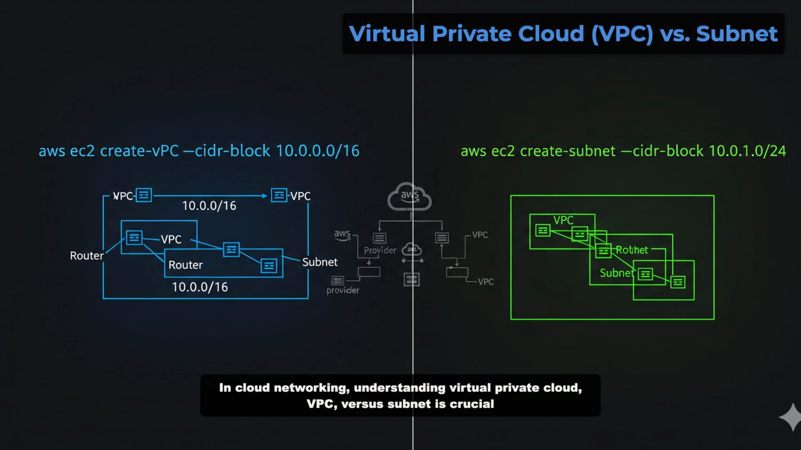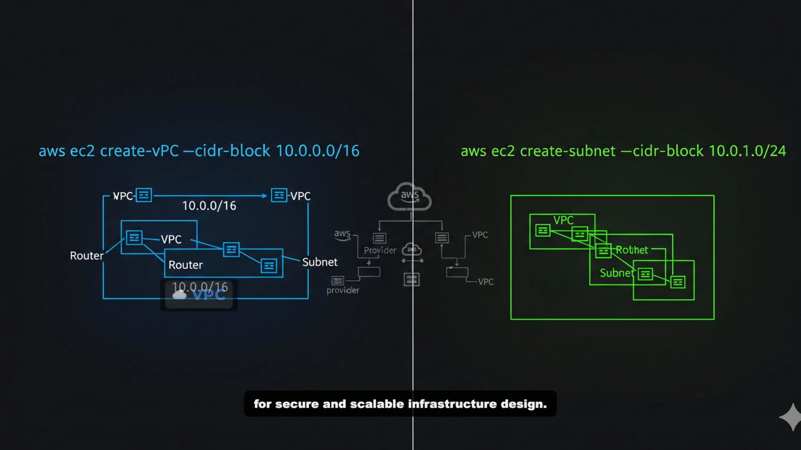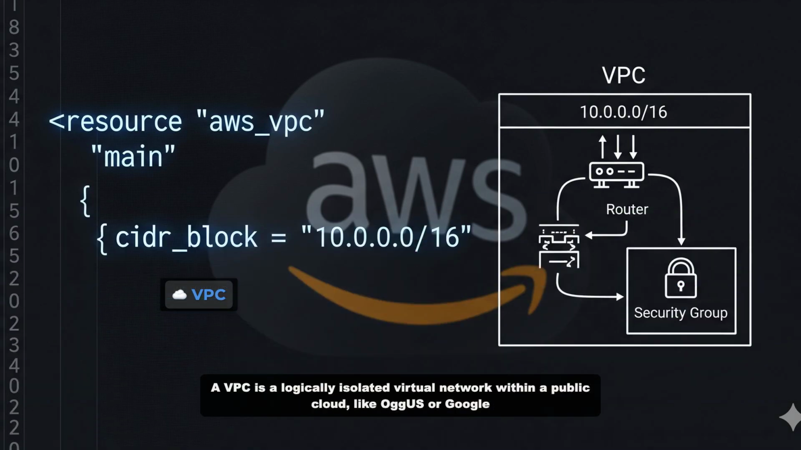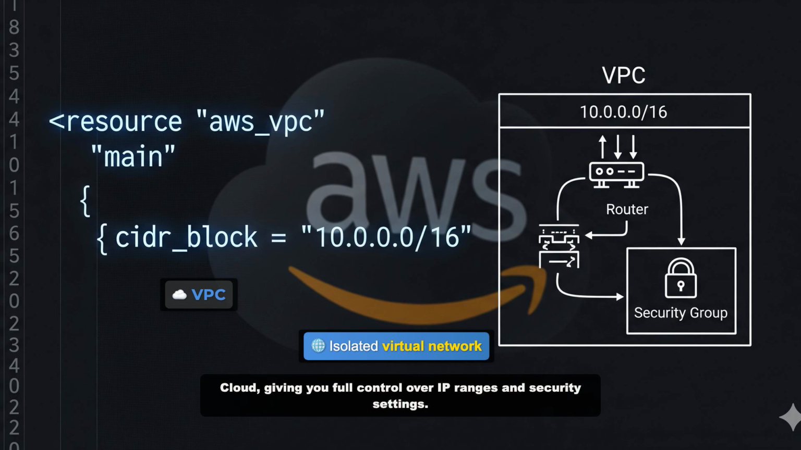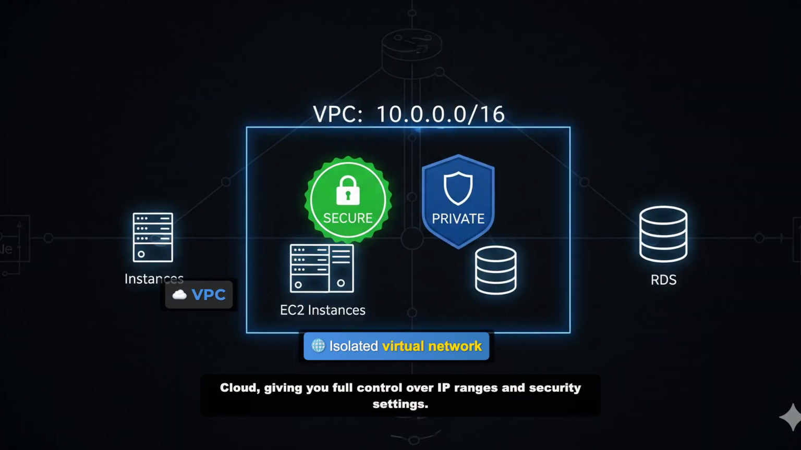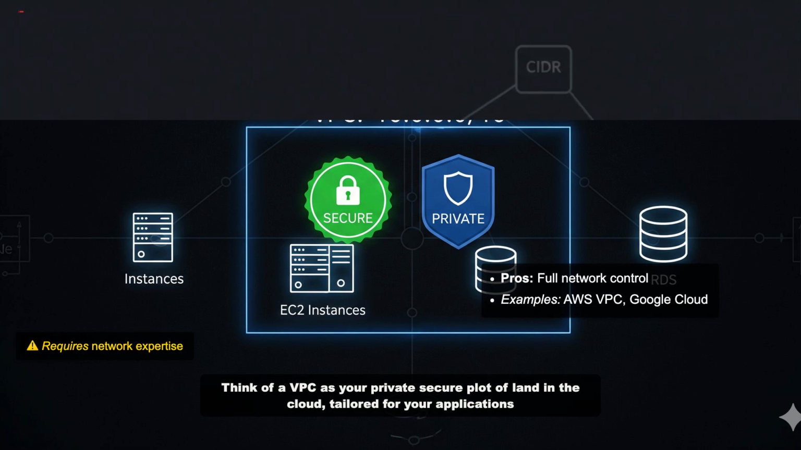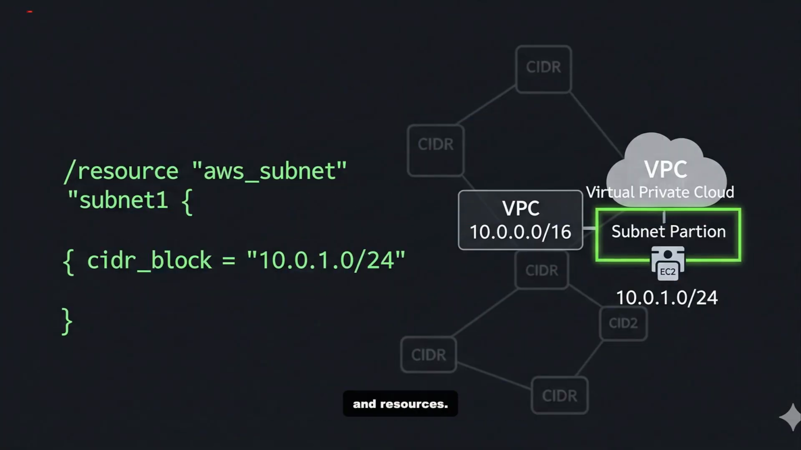In cloud networking, understanding virtual private cloud (VPC) versus subnet is crucial for secure and scalable infrastructure design. A VPC is a logically isolated virtual network within a public cloud, like AWS or Google Cloud, giving you full control over IP ranges and security settings. Think of a VPC as your private, secure plot of land in the cloud, tailored for your applications and resources.